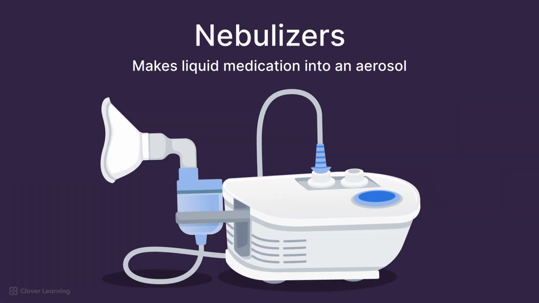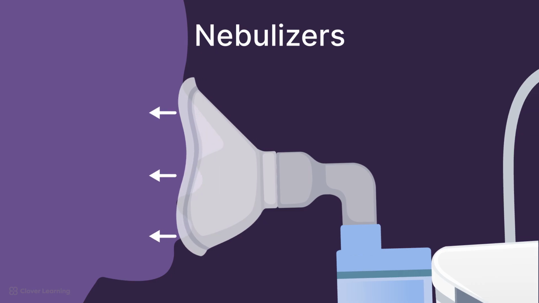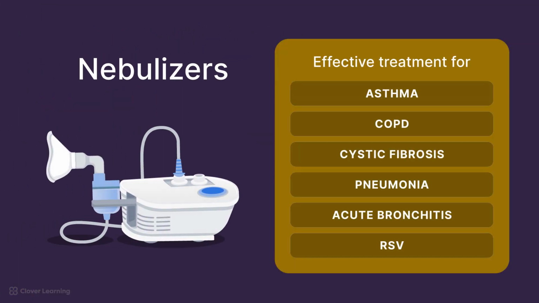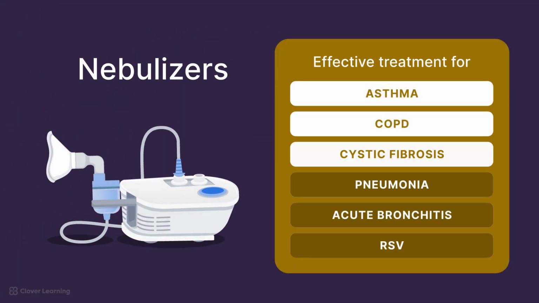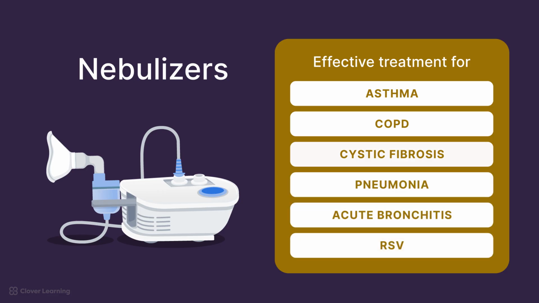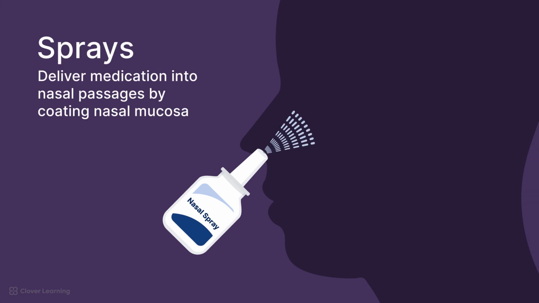Nebulizers are devices that have a small plastic tube and a cup called the nebulizer that connect to a small air compressor, which pumps air. Liquid medication is put into the nebulizer, and the air compressor makes the liquid into an aerosol. The patient places the mouthpiece over their mouth and breathes through their mouth until all medicine is gone, usually within 10 to 15 minutes. Nebulizers can be used to treat conditions like asthma, COPD, cystic fibrosis, pneumonia, acute bronchitis, and respiratory syncytial virus, RSV.